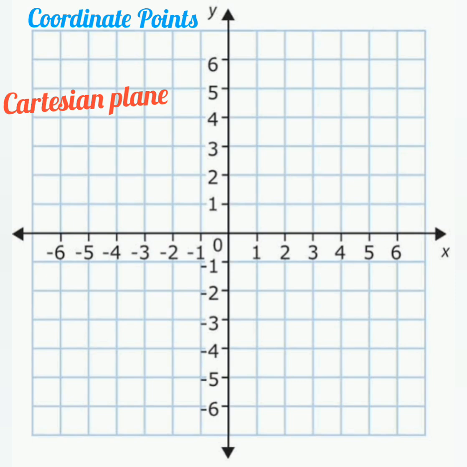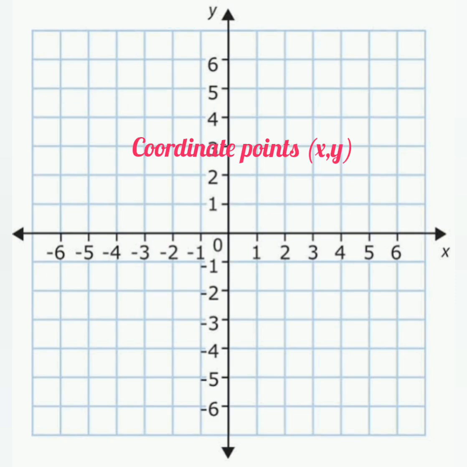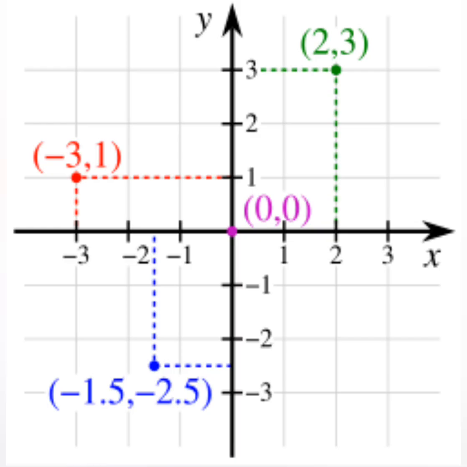Now these points are ordered per X and Y. X denotes the horizontal position, Y denotes the vertical position. So you have an example on your screen. I want you to look at these points. You can see they all have different colors.